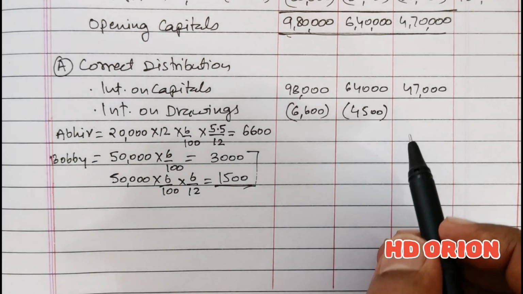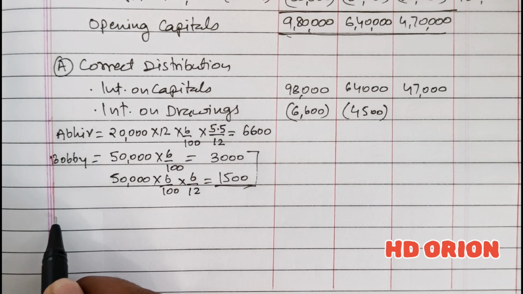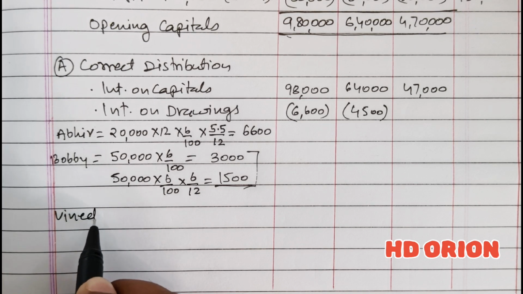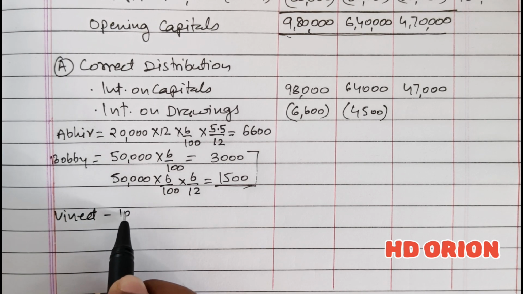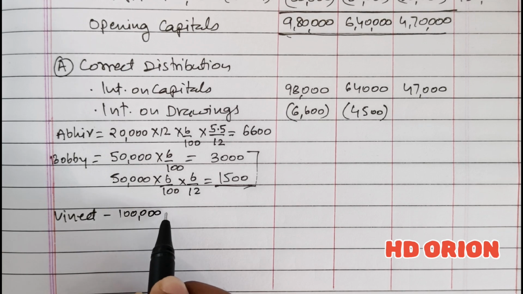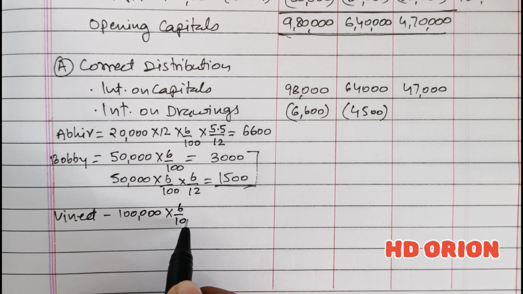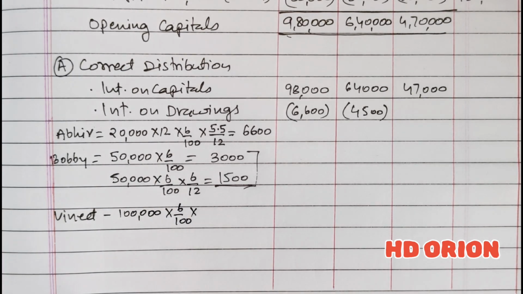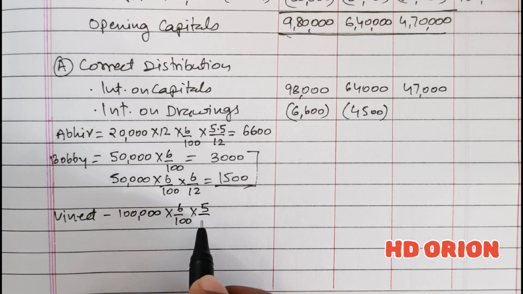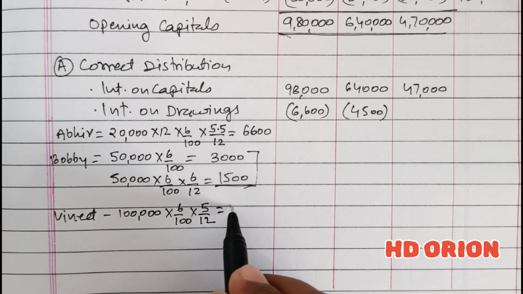And for the last partner, Vineet. Vineet has withdrawn rupees 1 lakh once in a year. So 6% will be charged to him, but his drawing is on 31st of October. So from 31st of October to 31st of March, it is 5 months: November, December, January, February and March. So for 5 months we will charge, and this amount is rupees 2,500.